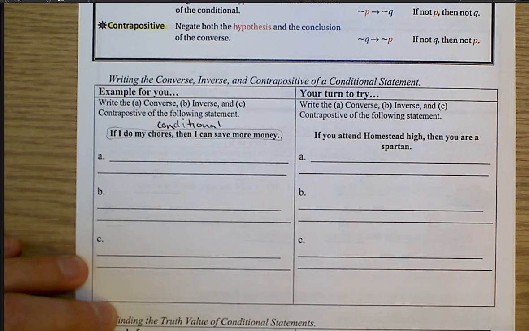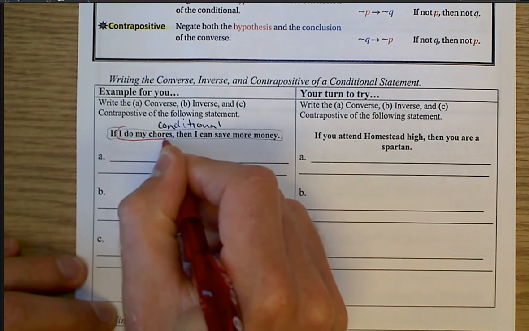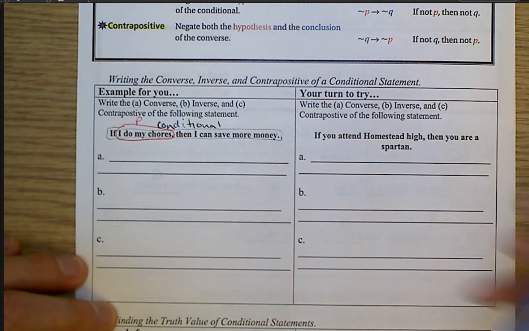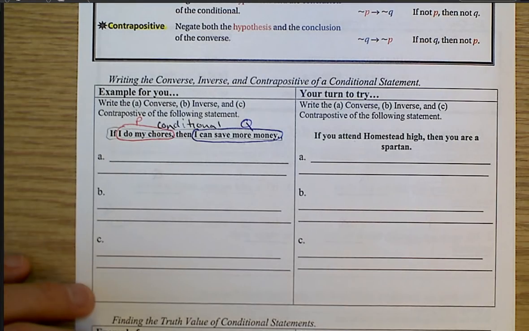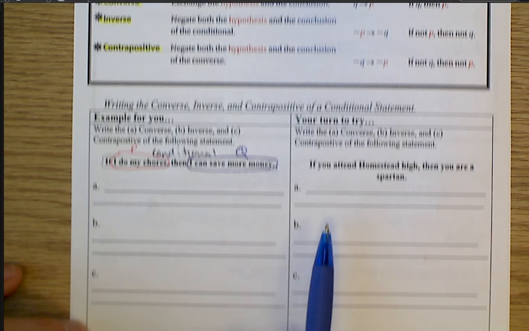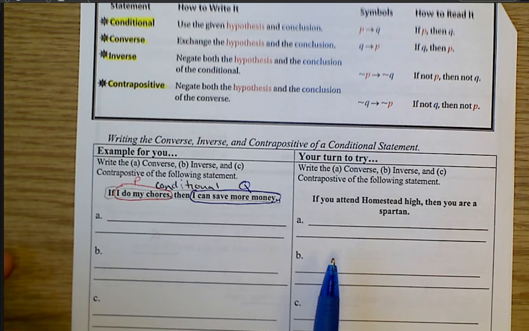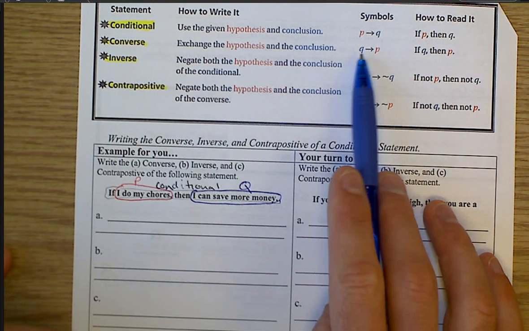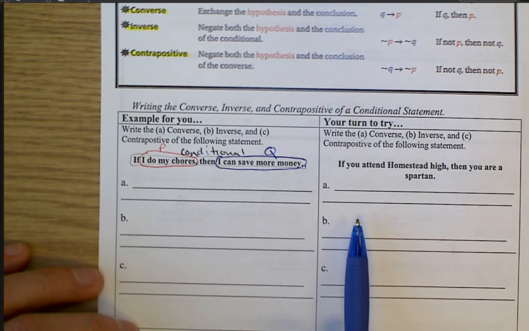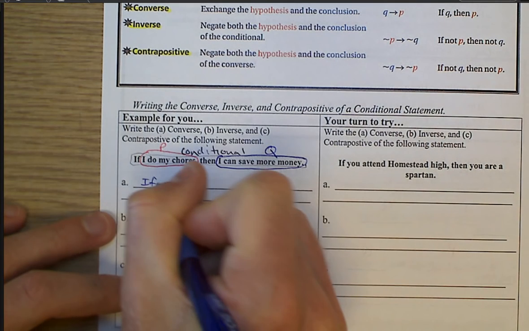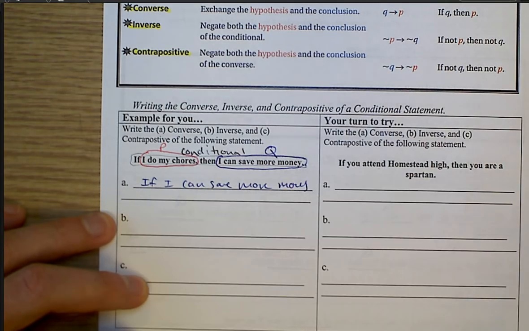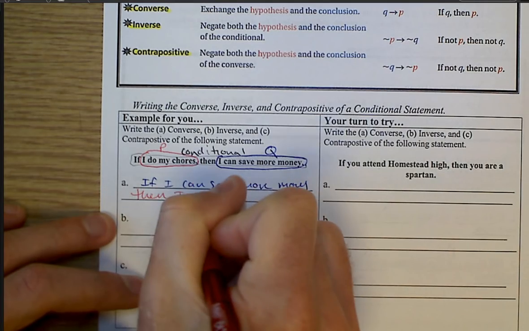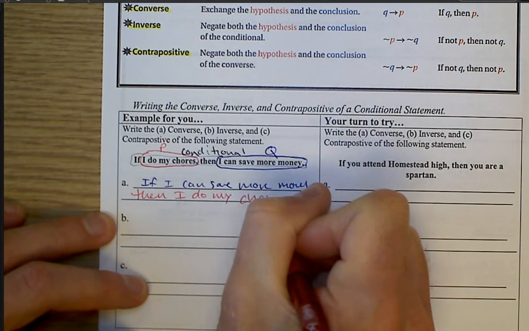What I like to do is identify my P and my Q in my original conditional statement, and now I'm going to rearrange, based on the definitions right here. Look at the converse. For the converse, you just exchange or switch the Q and the P. So let's do that. If I can save more money, then I do my chores. I just switch my Q and my P.